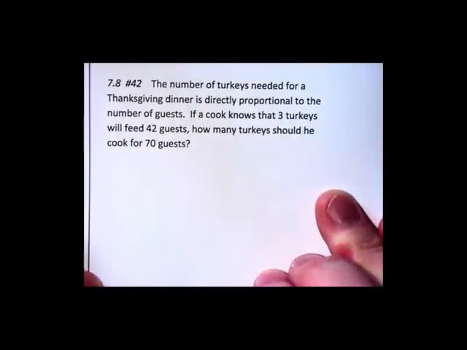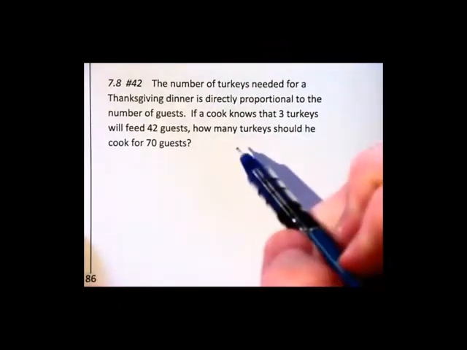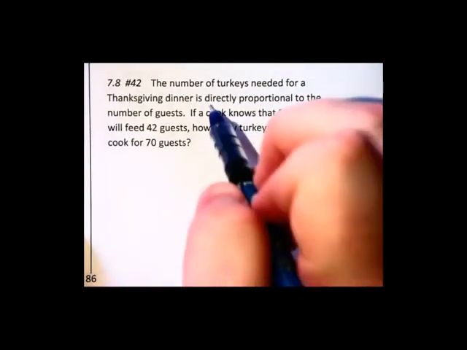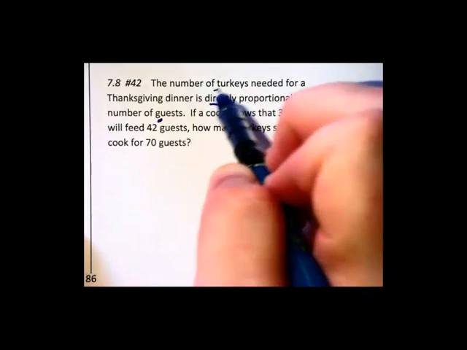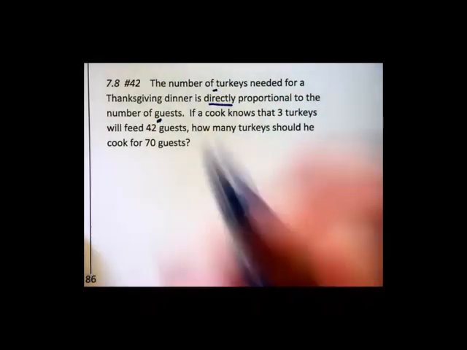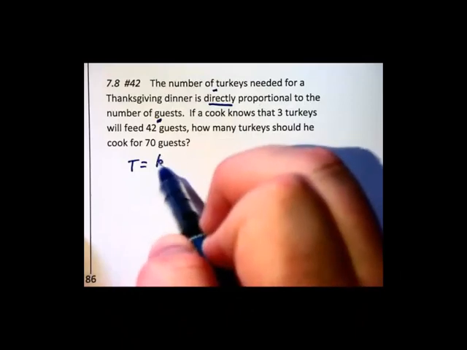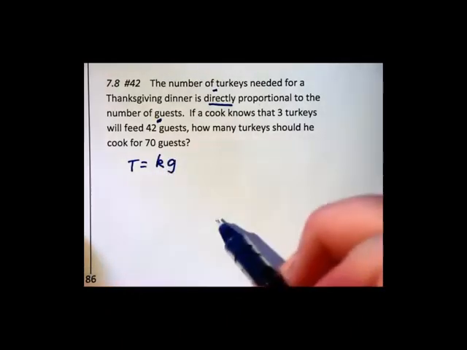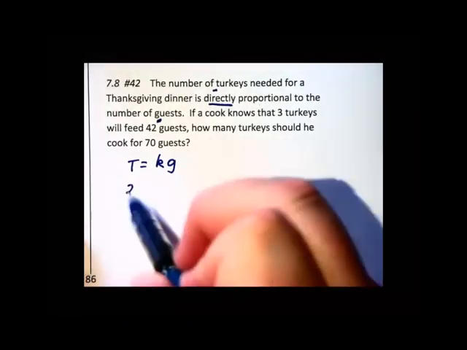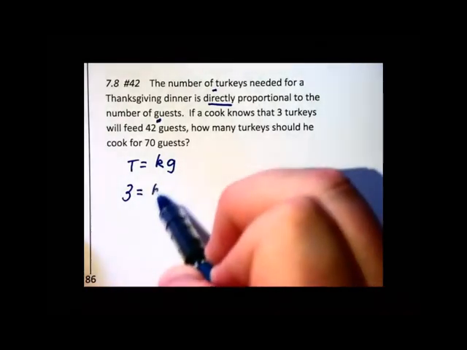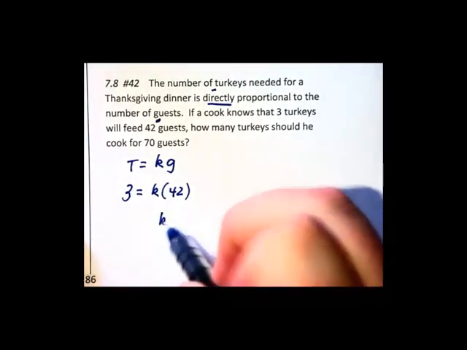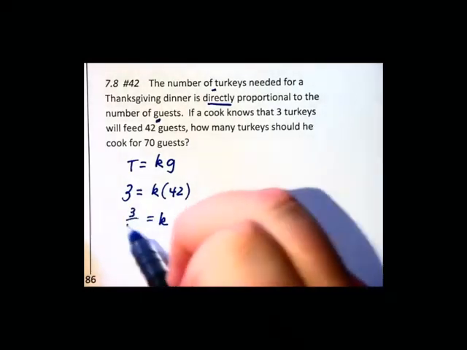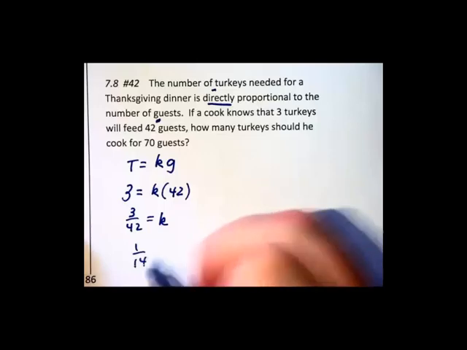In this next one, they didn't identify the variables. We're going to have to kind of focus in on that ourselves. The number of turkeys needed for Thanksgiving dinner is directly, they gave us that, proportional to the number of guests. I'm going to use G for guests and T for turkeys, although I could have used N for number. T for turkeys, directly proportional to the number of guests. If a cook knows that 3 turkeys, substitute 3 for T, will feed 42 guests, there we go, 42 goes in for G. We can divide both sides by 42 and get 3/42, which reduces to 1/14.